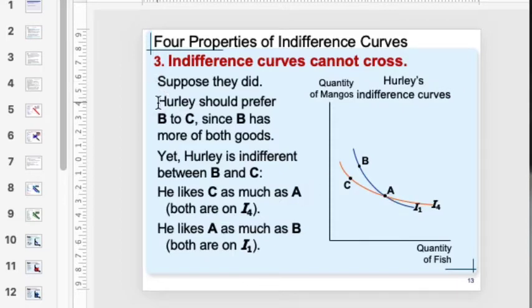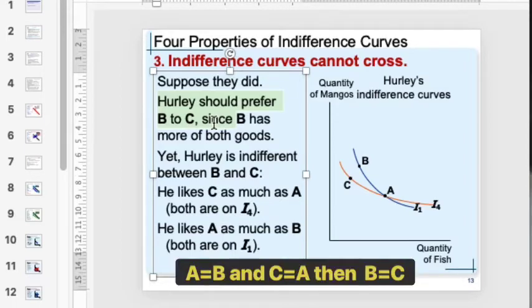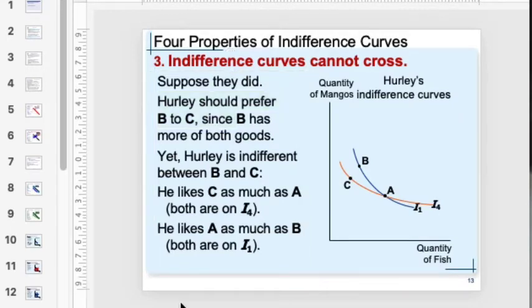The slide says Hurley should prefer B to C because that's what we said. Higher indifference curves are preferred, right? But over here, what's going on is that although B should be better than C, B is equal to A and C is also equal to A. If they cross, then the previous property does not hold.